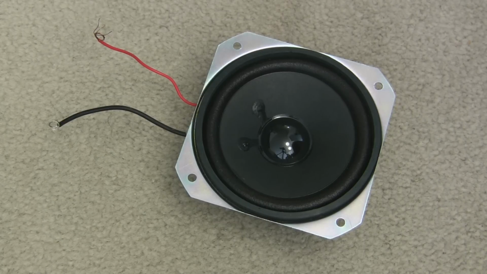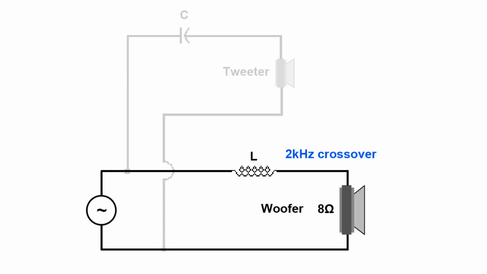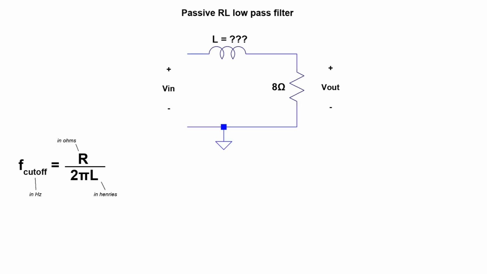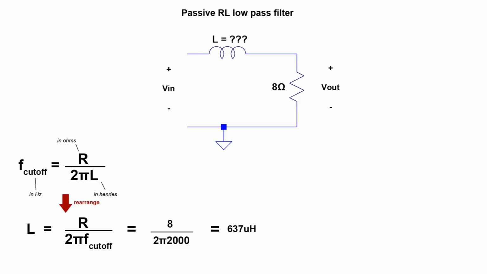Okay, let's do a practical example now. Let's say I want to put this 8 ohm woofer into a speaker cabinet that I'm building. And let's say I want a cutoff frequency of 2 kHz, so the woofer only handles low frequency sounds. Let's take the RL cutoff equation and rearrange it to find the inductor value we need. Plug in our values of 8 ohms and 2 kHz, and we get an inductance value of 637 microhenries.